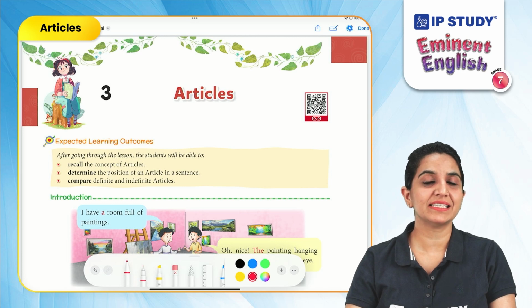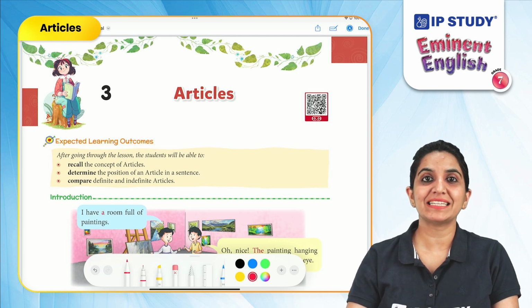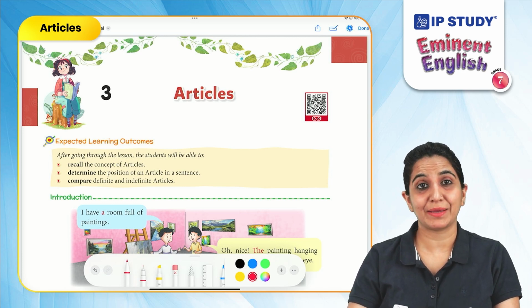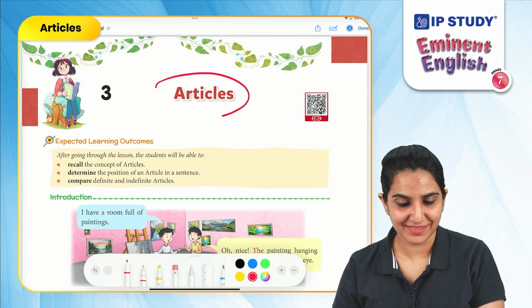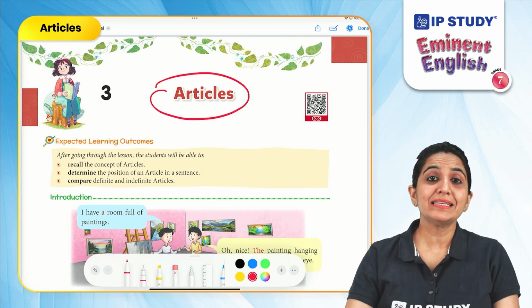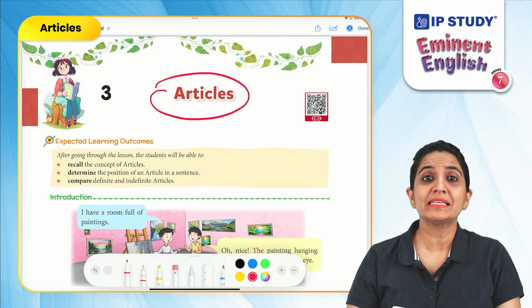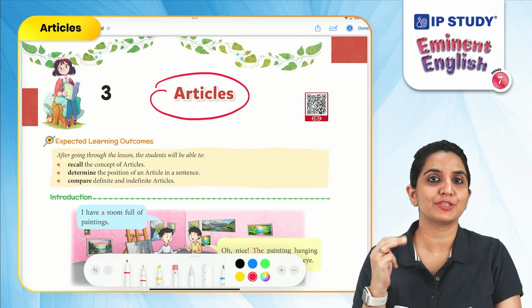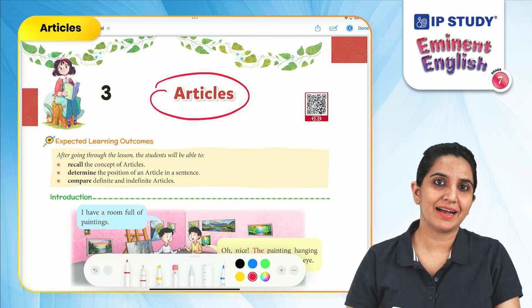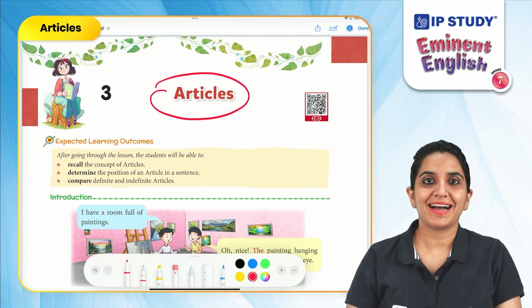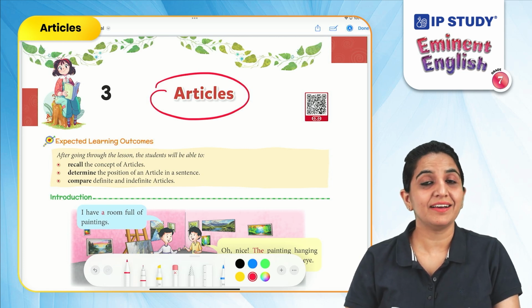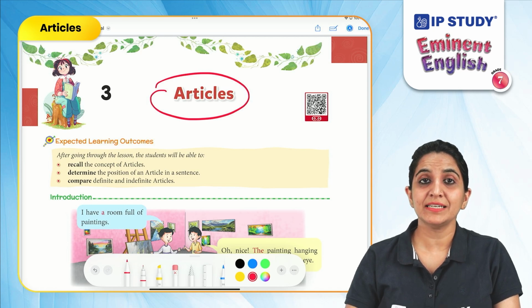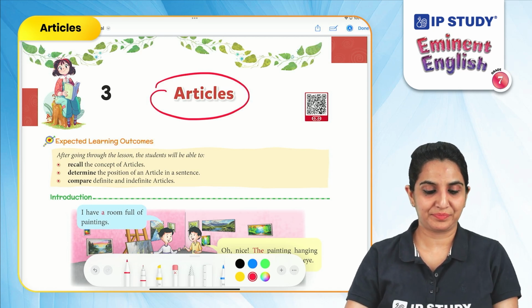Today we will discuss the third chapter of Grade 7 English Grammar, and the name of the topic is articles. Well, articles are those special words which play a big role in the sentences. We have three kinds of articles: article a, article an, and article the. Article a or article an, they are indefinite articles, whereas article the is a definite article.